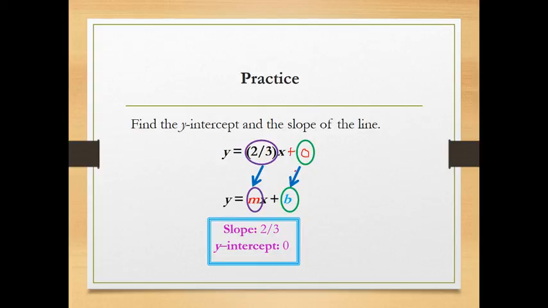So in this case, we know that the y-intercept of this line is 0. And recall from our discussion from our first slide, a slope of 0 is a horizontal line. So if I were to graph this line, I would go down to 2/3 on the y-axis and draw a horizontal line. A vertical line, sorry.